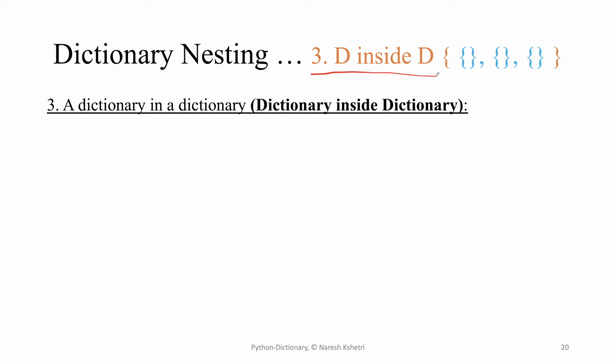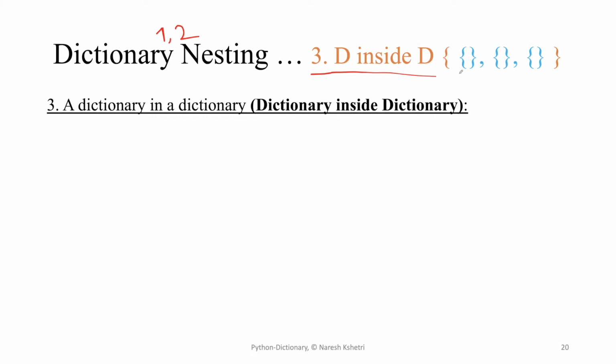Today in this video, we are talking about dictionary inside dictionary. I mean the last part of dictionary nesting. If you remember, I have posted the last two videos. The first one was list inside dictionary and a dictionary inside a list. So this looks a little bit complicated but is pretty simple.